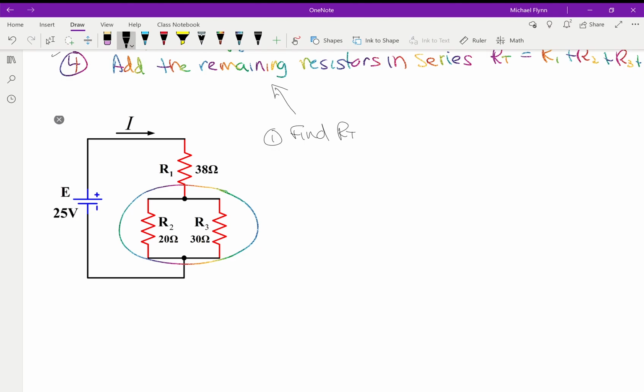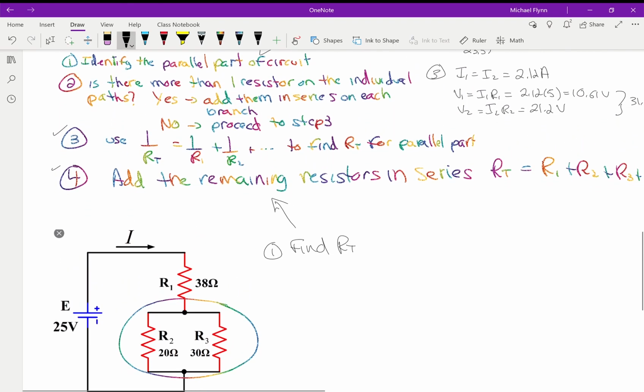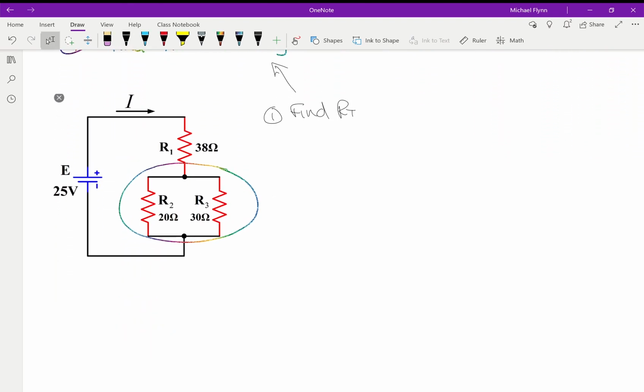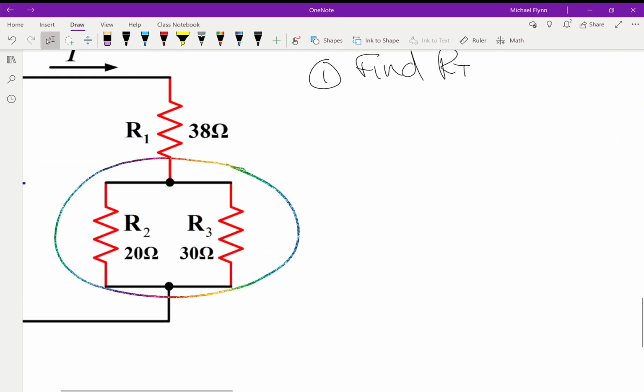Step 2, just using these steps: is there more than one resistor on the individual path? And the answer is no. What that means is if there was another resistor here, let's say, that would be like a fourth resistor, and then there'd be two resistors on this path. I would need to add those together in series first before I go to step 3. But that's not the case, so you don't have to worry about that.